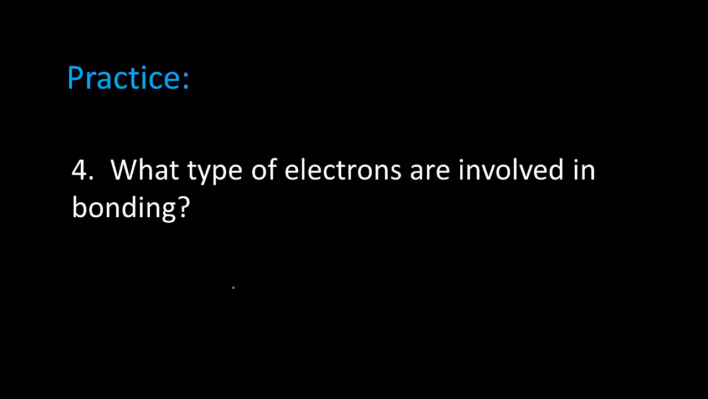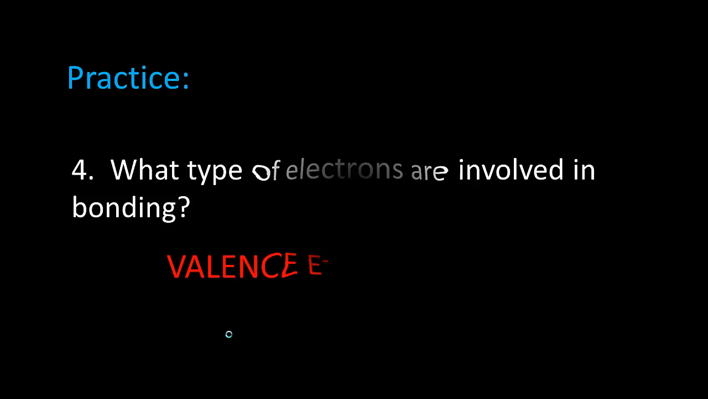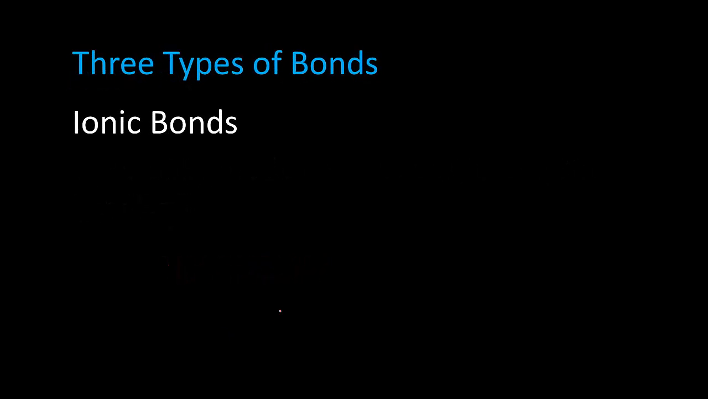Okay, number 4. What type of electrons are involved in bonding? That would be the valence electrons. Okay, we have 3 types of bonds.